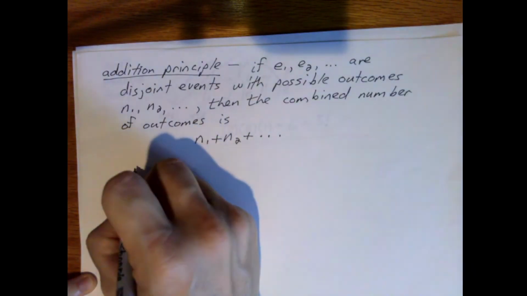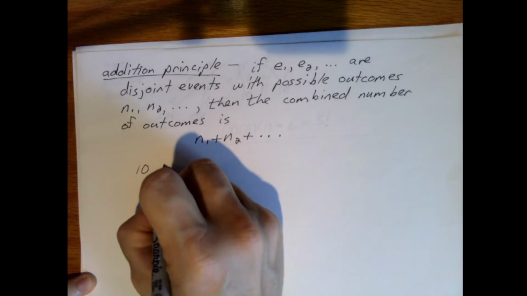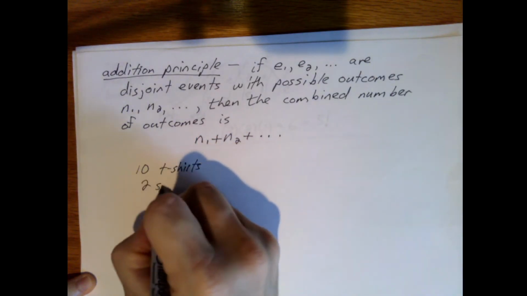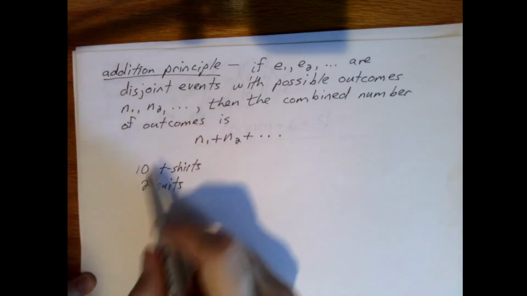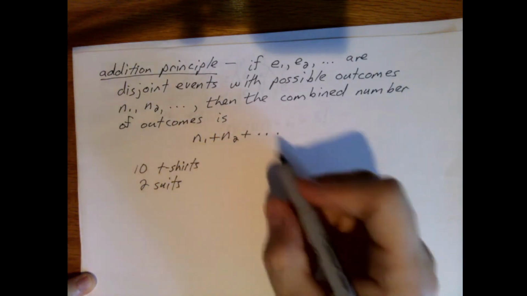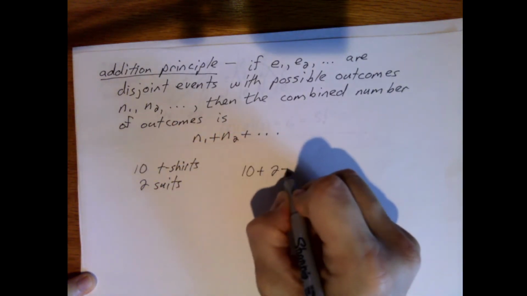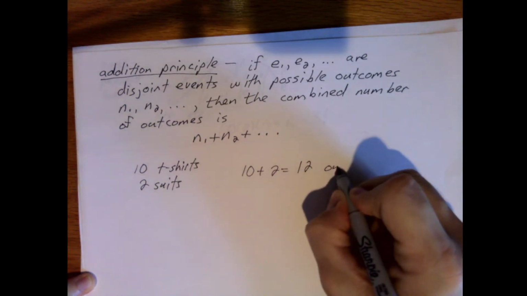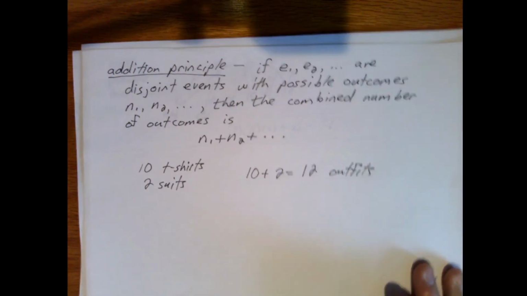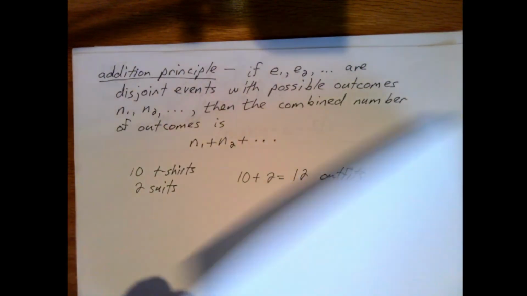So what if I had to choose between wearing 10 different t-shirts, or I had 2 suits, but they're disjoint, so I would never combine these. I'm either wearing a t-shirt or I'm wearing a suit. And how many different things can I choose from on a particular day? Well, I have my 10 plus 2 equals 12 different outfits here. Okay? So now let's see one more example, or 2 examples actually, based upon the same basic idea.